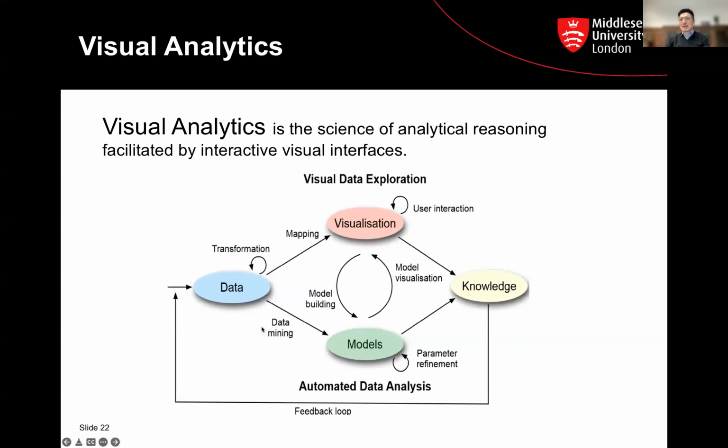So I would say the visualization we talked about so far is mostly about the top path. And so you come from the data, you do some transformation, visualization, and hopefully find some knowledge. And now we want to include the bottom path as well, from data and model to knowledge, and the kind of integration between the visualization and model part.